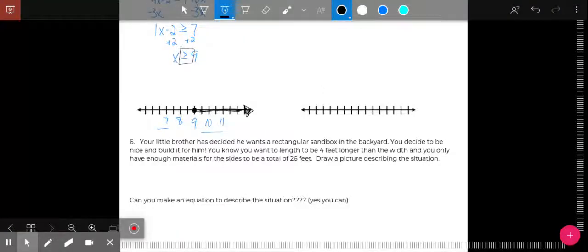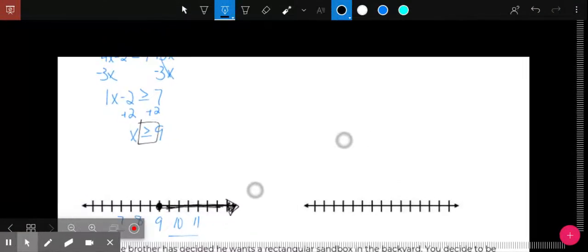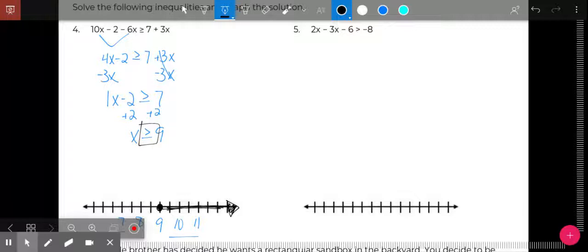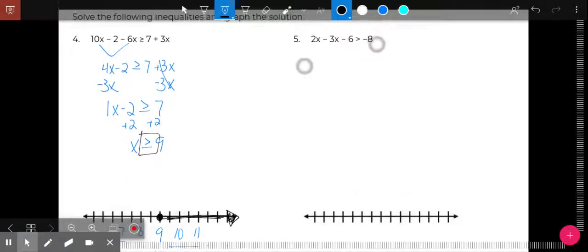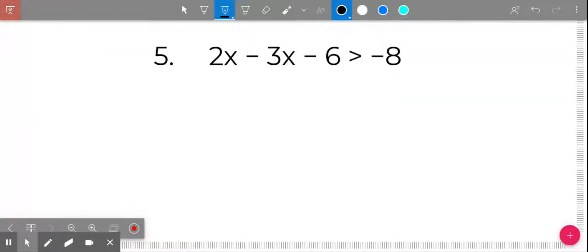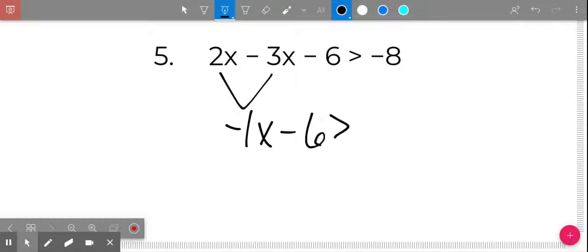All right, so now we've got number 5. We have 2x minus 3x minus 6 is greater than negative 8. We're going to start by combining like terms. We have 2x and 3x on the same side, so we're going to combine those two. 2x minus 3x gives me negative 1x, minus 6 is greater than negative 8.